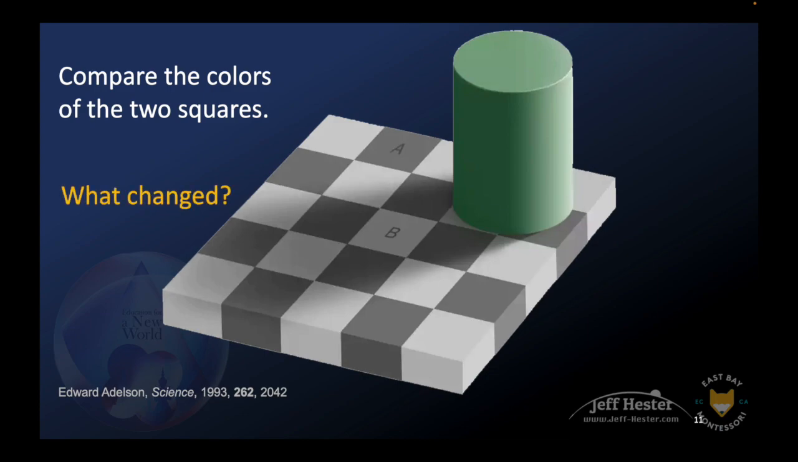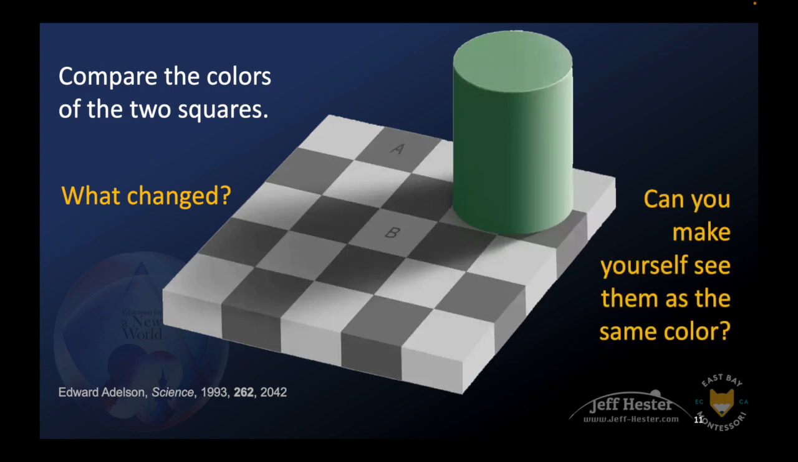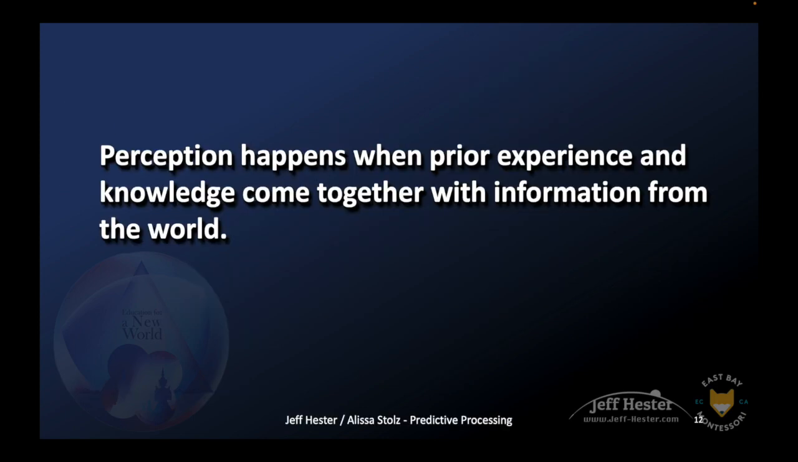So again, what has changed? The thing that's changed is your knowledge about the world. You know about checkerboards and shadows and all of those things, and that knowledge of the world changes the way that you perceive. Again, can you make yourself see those two squares as the same color? I strongly doubt that you can. Our perceptions are constructed. Perception is what happens when prior experience and knowledge come together with information from the world.